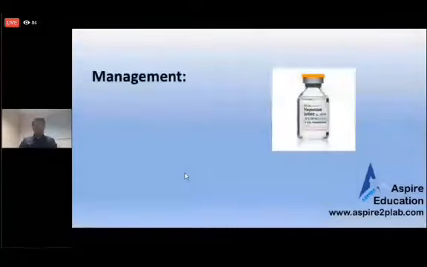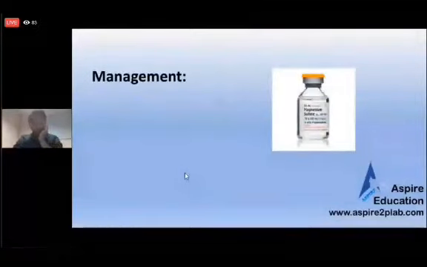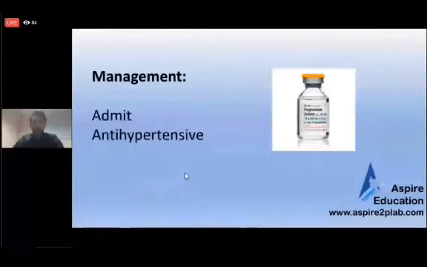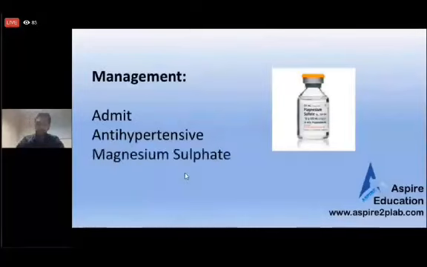So now, what is the management for preeclampsia? So as such, preeclampsia, we have to make sure the blood pressure is coming down. So for that reason, what you give? You always admit the patient and give antihypertensives to reduce the blood pressure. But if there is, by any chance, if the preeclampsia turns into eclampsia, getting fits or anything, then you have to give magnesium sulfate.